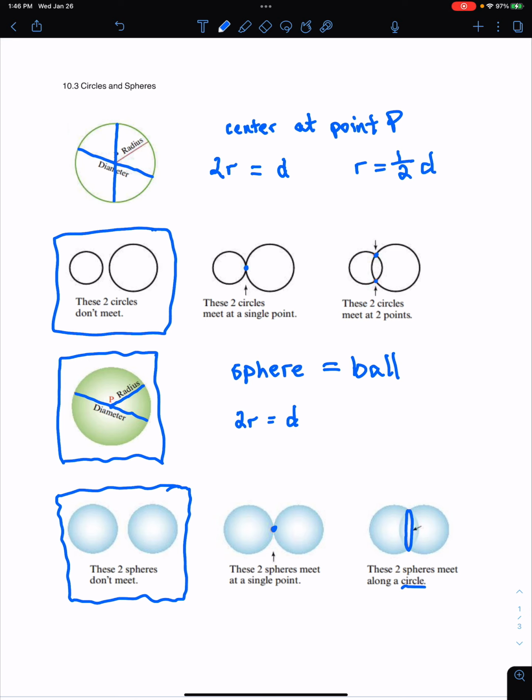So that's a little bit about circles and spheres. We'll talk a little bit more about circles in our measurement unit. But for now, that's your introduction to circles and spheres.